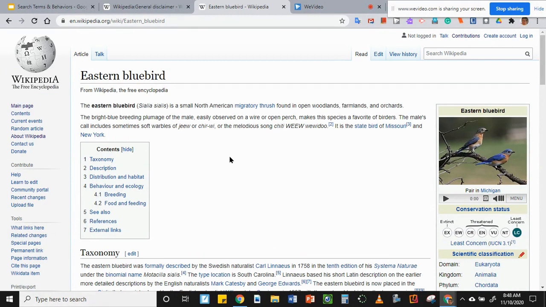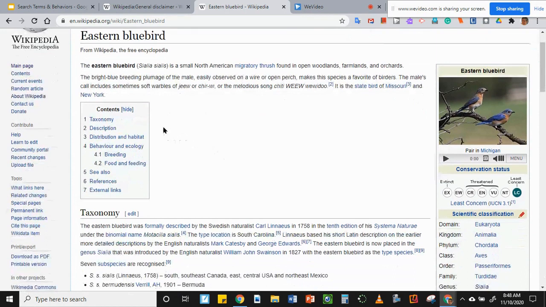And now I'm going to pick up again with the table of contents. Okay, so here I have taxonomy, description, distribution, and habitat. I can add that search term. Distribution and habitat, eastern bluebird would be my search phrase. Behavior and ecology, I could add those as search terms. Breeding, food and feeding, I could add those to my search terms.